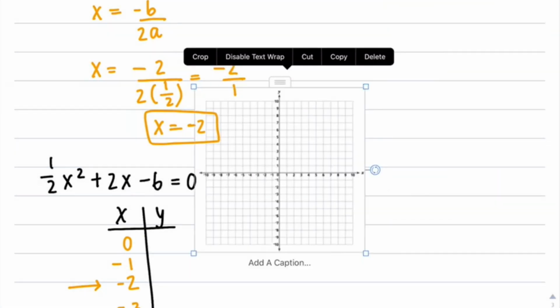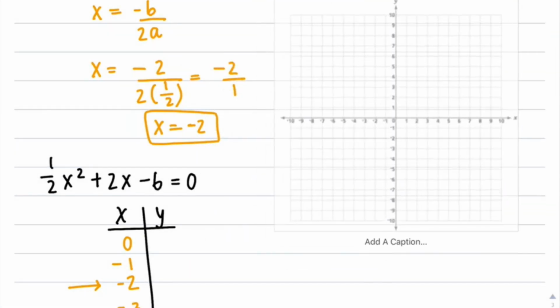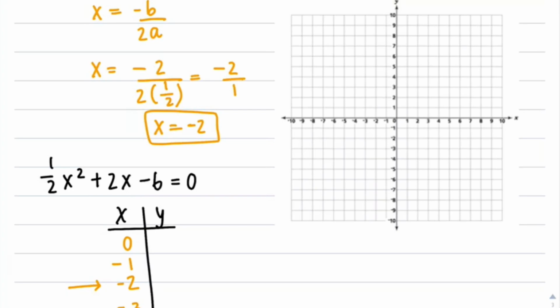Same idea, you want to go ahead and put our graph in. And then again, what you're going to be doing is plugging those points into that equation to figure out what y is equal to. All right, when we do that, you end up getting here, and I'll go ahead and fill that in: -6 when you plug it in, -7.5, -8, -7.5 again, and -6.